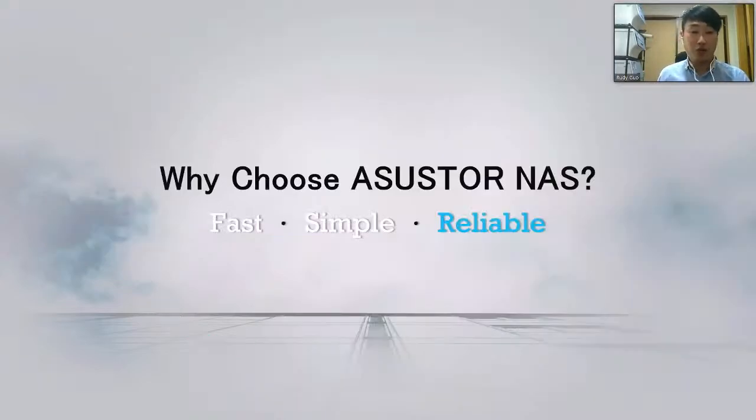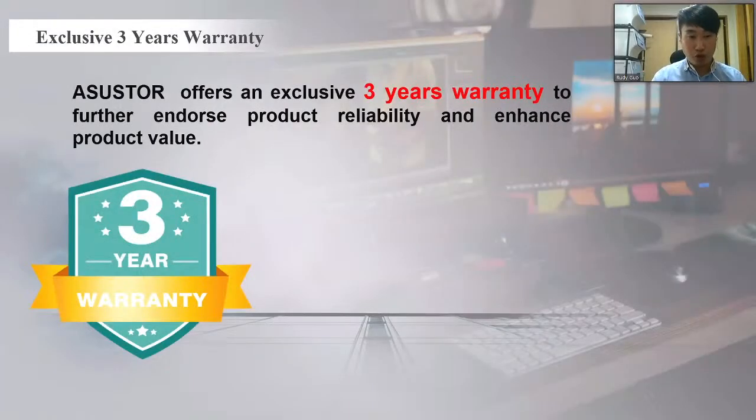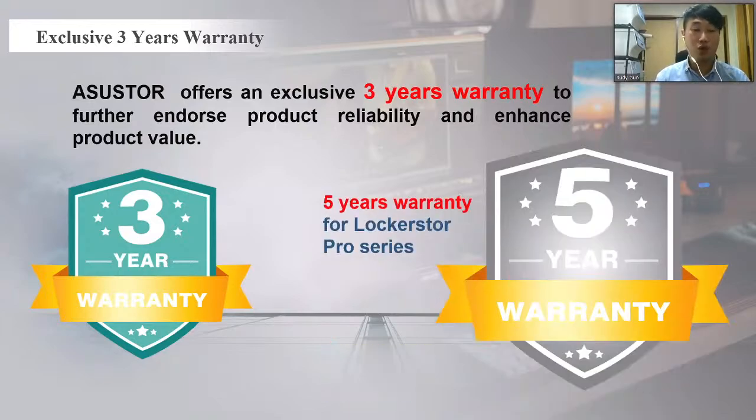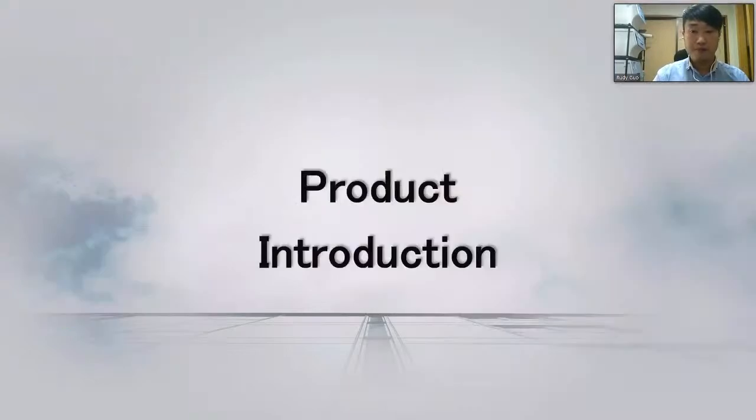All right, the last one, we are talking about reliability. When someone buys a product, you want to use it for a very long time and of course in good condition, right? So that's why we offer a 3 years warranty for all of our SKU products. And this year, we just released our Asustor Pro series, which comes with a 5 years warranty. So it gives you peace of mind and a very reliable warranty. Okay, next I will go over to the product introduction.